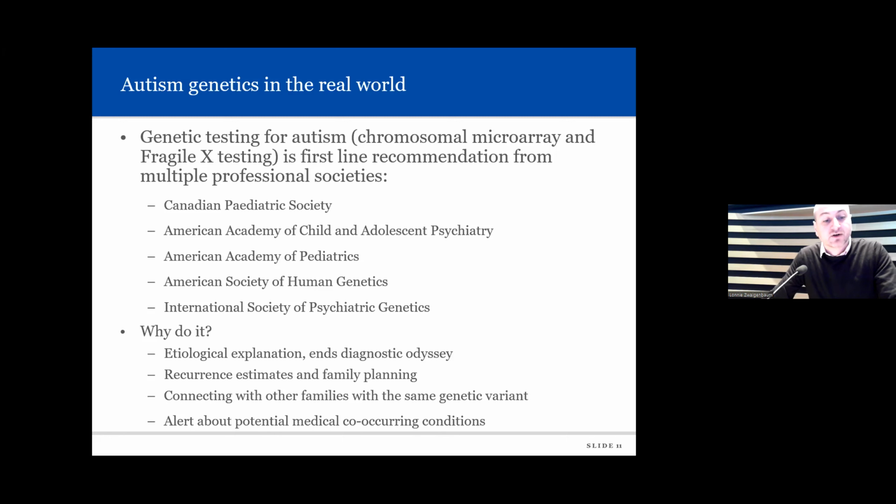And it can also alert us about potential medical co-occurring conditions. So we were reviewing the co-occurrence of maybe cardiac conditions and autism, or GI problems and autism in some people, and this would be the unifying link, meaning that it can also alert us about things that may develop that may not have yet been discovered clinically.